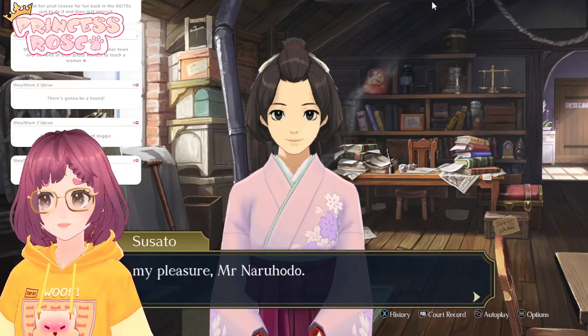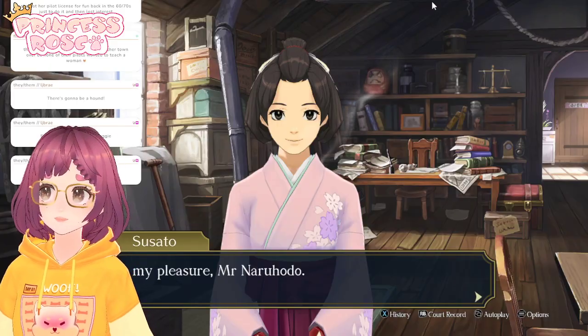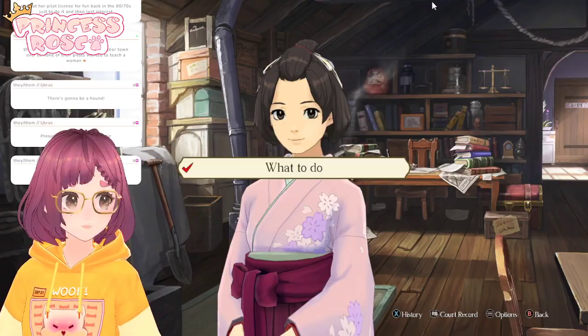Iris is crazy about them herbs. Maybe she has, you know, a roast to cook later this evening. It's my pleasure, Mr. Naruhodo.